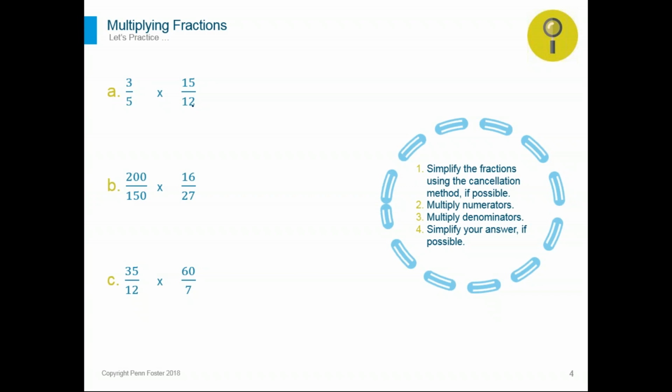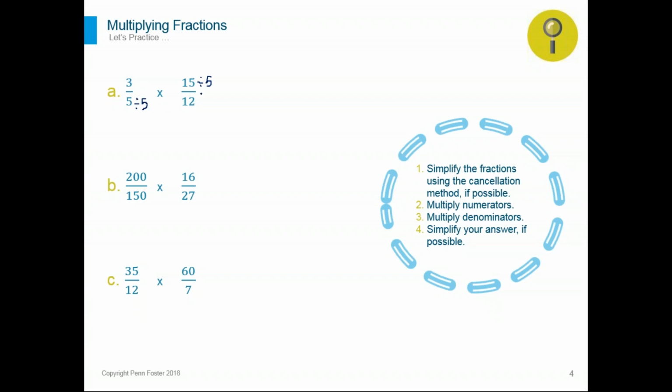The better way to do that is to cancel out any common factor between the top numbers and the bottom numbers. For example, question number A, you have 3 over 5 times 15 over 12. We're going to look at the numbers on the top and the bottom and try to eliminate any common factors by division. So I see 15 and 5, and right away I realize that 5 is a common factor between 15 and 5. So I'm going to divide over 5 on the top and the bottom.